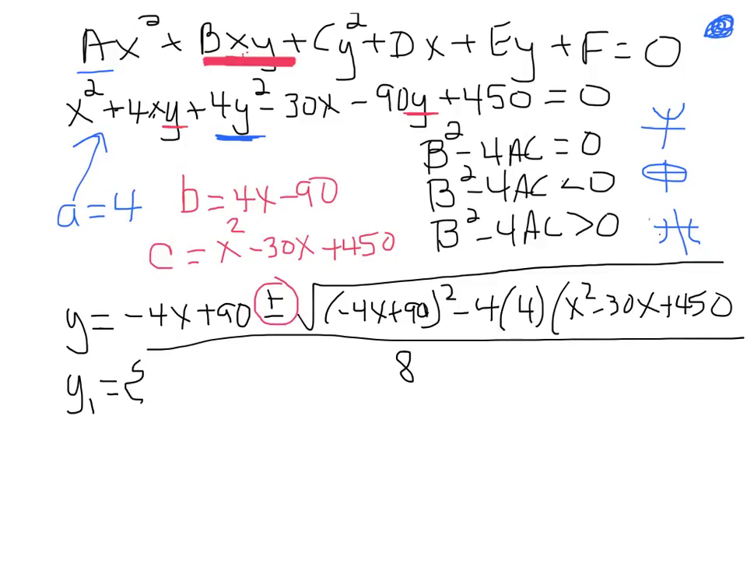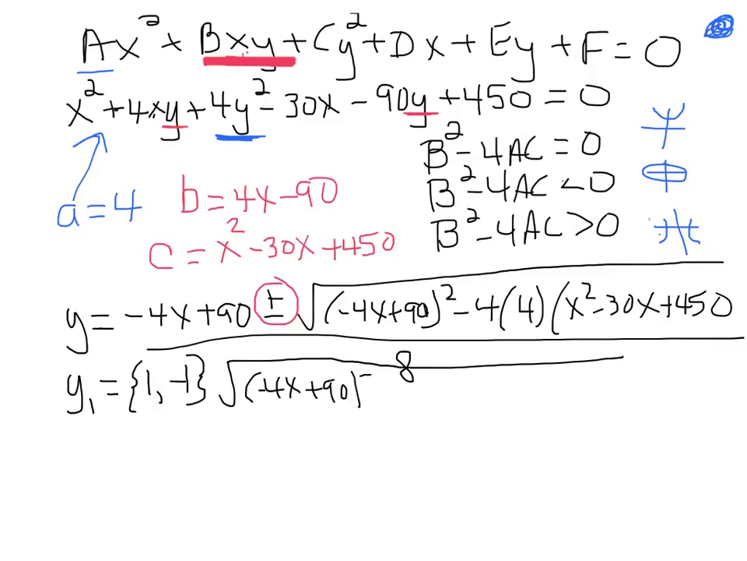And the way that you can put plus and minus, I think I showed you this before, is to put a bracket. Let me try making that again. You're going to make a bracket, and you're going to put a 1 comma negative 1 in another bracket. Then you're going to put the square root. So then you're going to type this whole thing in. Negative 4x plus 90 squared minus 4 times 4.